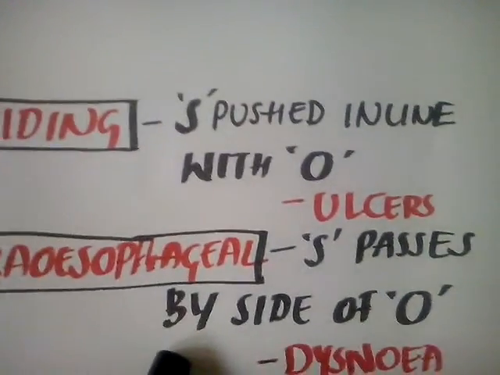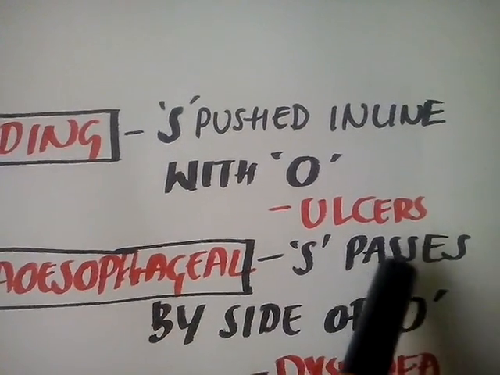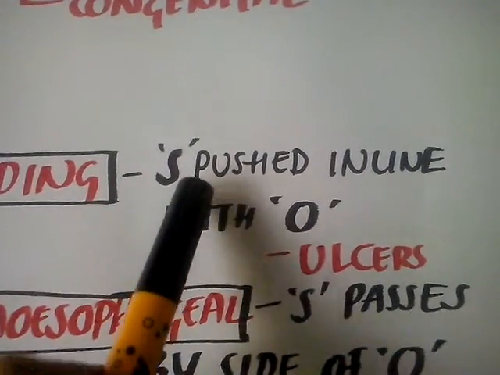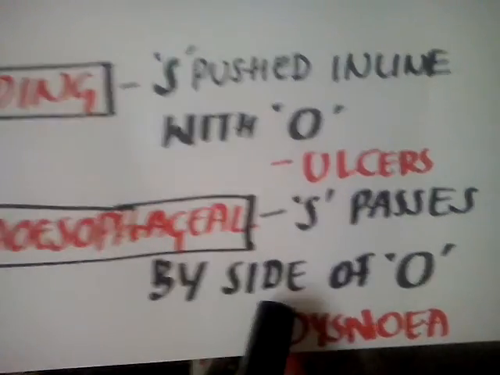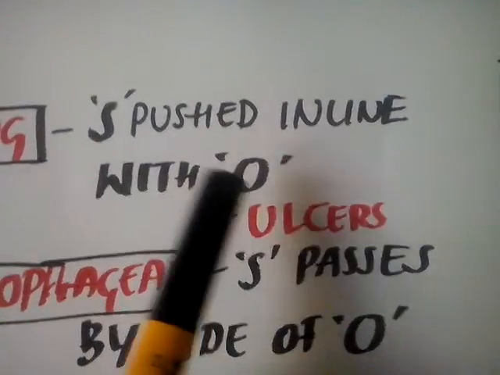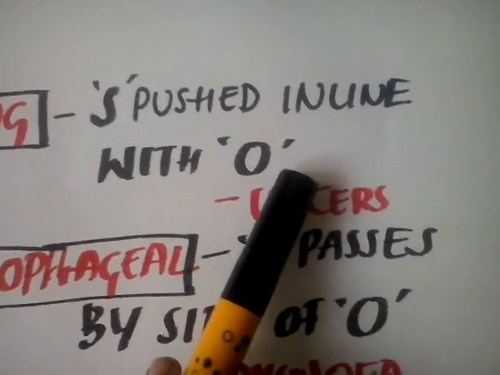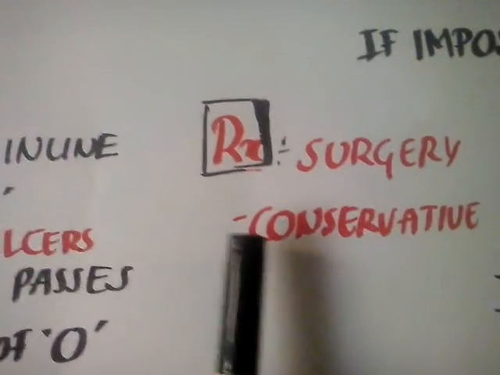In case of paraesophageal, a part of the stomach along with the peritoneal cavity passes by the side of the esophagus. Clinical features in sliding are ulcers and stenosis. In paraesophageal, dyspnea on exertion. Treatment: surgery.